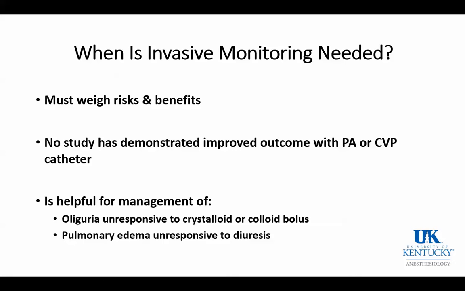But there may occasionally be a setting where it may be useful to have central monitoring. And that may be the patient who's oliguric and has been unresponsive to a bolus, with the concern being that if they're oliguric, you don't want to put them into pulmonary edema by giving more and more fluid, so you put the central line in to let you know whether or not this oliguria is due to the patient being hypovolemic and requiring more fluid. Also, if a patient develops pulmonary edema, generally the management is going to be diuresis, but if they continue to have pulmonary edema and are unresponsive to that diuresis, that is another setting in which you would consider placing a PA or central line.